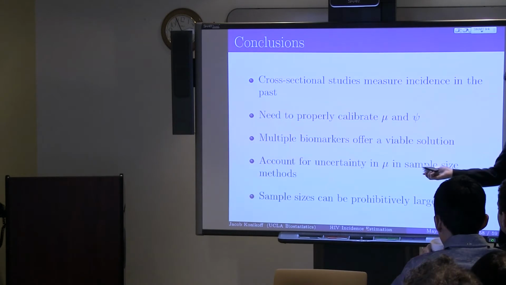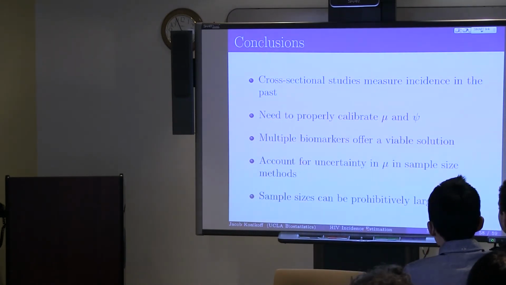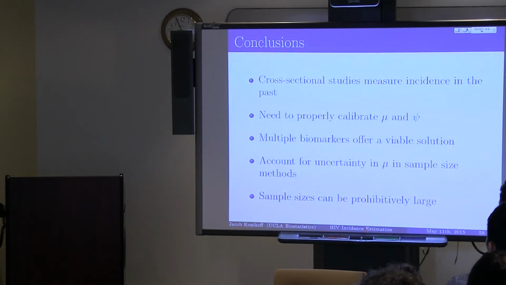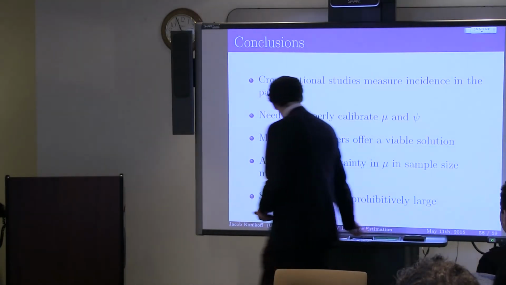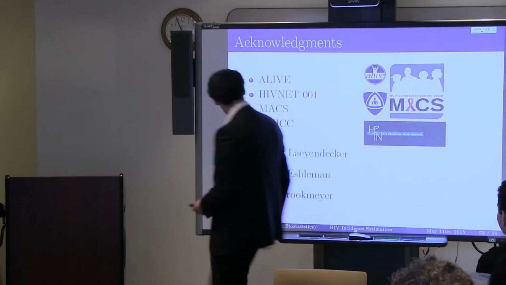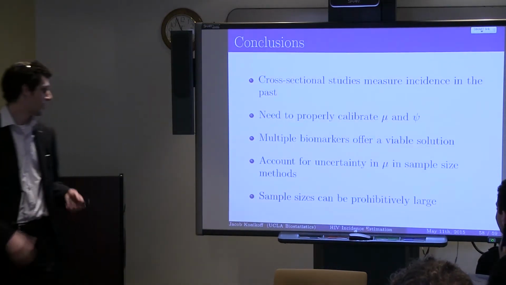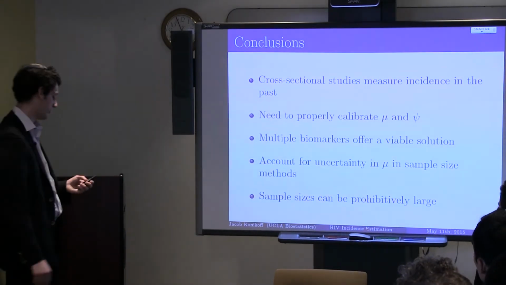You need to account for the uncertainty in mu. That was the less than stellar job I just did on those past few slides. And some of those sample sizes can be prohibitively large. They can be quite large, especially when that incidence is low, when you're trying to detect a very small change in incidences, or you want a lot of precision.